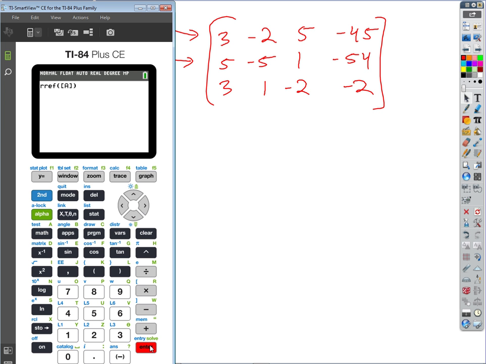And look what it does. Okay, it gives me the answer. Now let's take this matrix and transform this into a linear system.